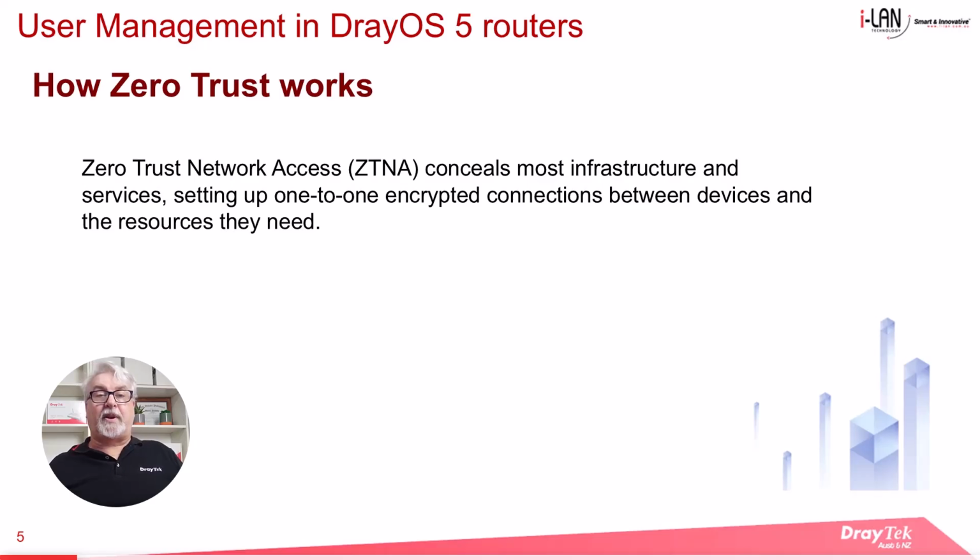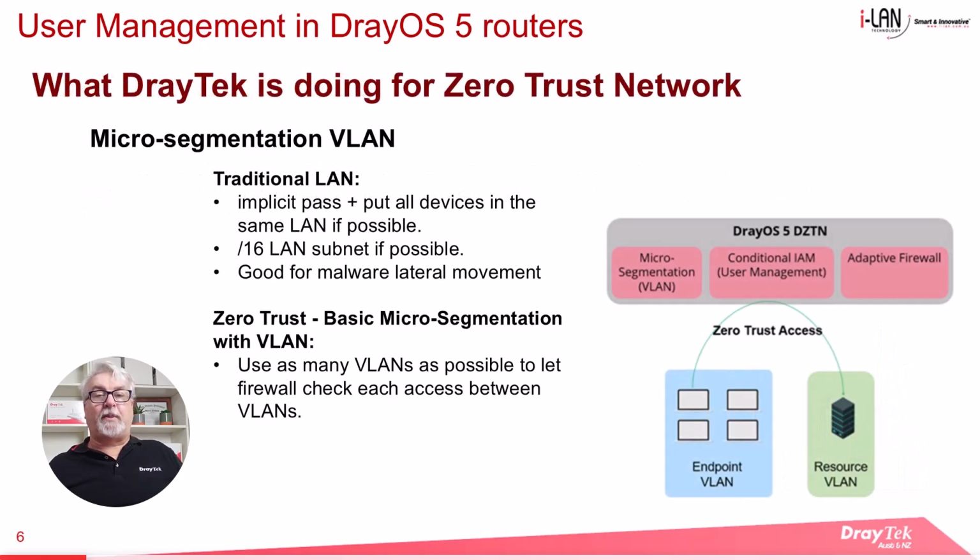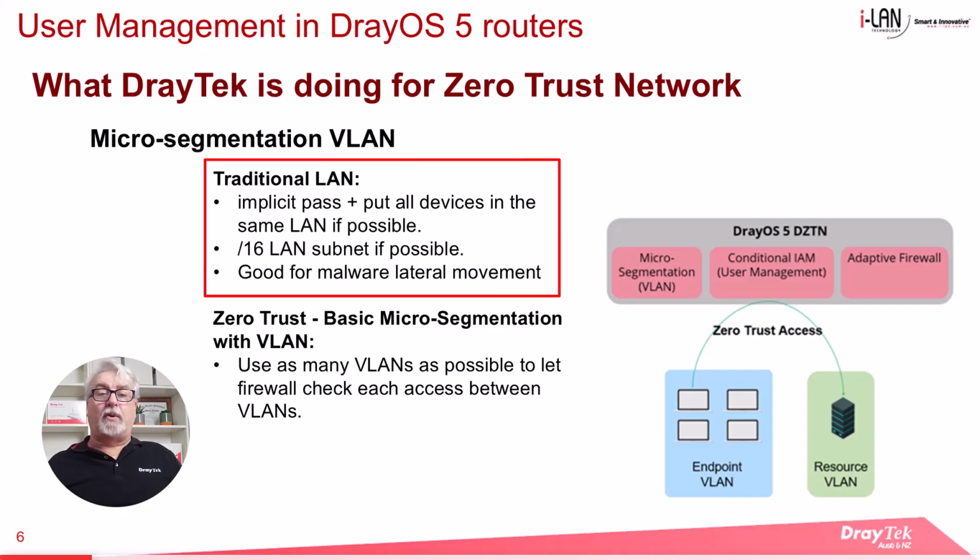ZTNA conceals most infrastructure and services, setting up one-to-one encrypted connections between devices and the resources they need. It uses micro-segmentation of the LAN to separate users and applications. With micro-segmentation, use as many VLANs as possible to let the firewall check each access between VLANs. Compare this with a traditional LAN where all network devices are put in the same LAN and the subnet mask can be raised to /16, which makes up to 65,536 devices on one network with everything accessible by everything else on the network. This is good news for malware that likes lateral movement.